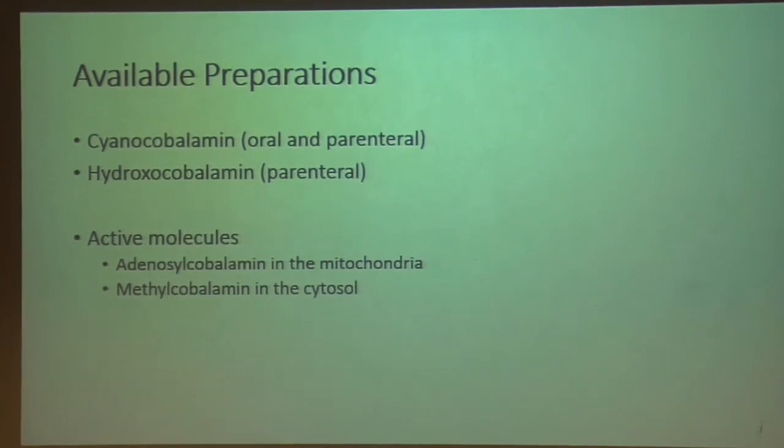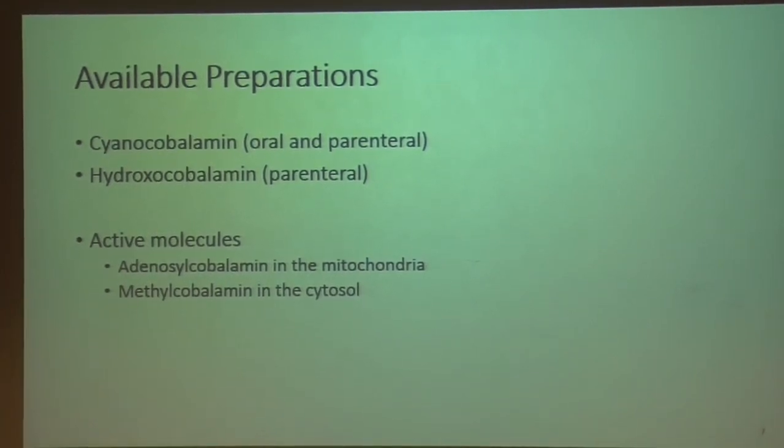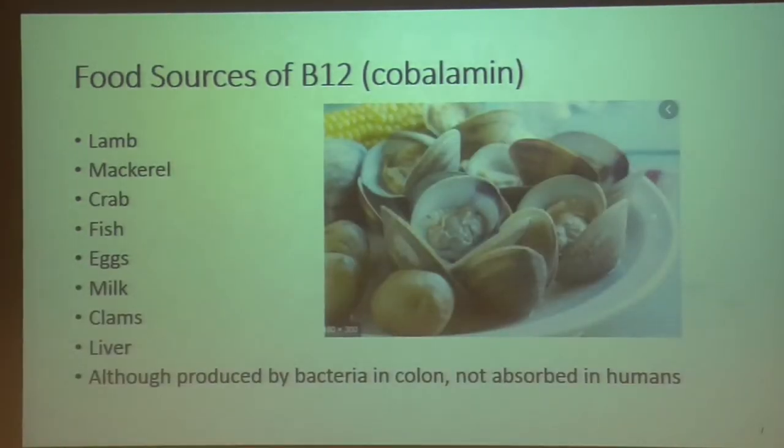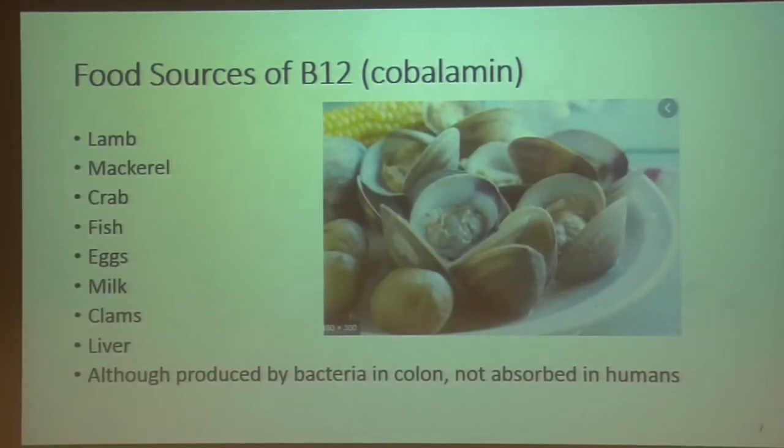One is in the cytosol. And we're going to talk about that because that becomes important when we measure and assay for B12 deficiency. Now, B12 is found in our diets. It's found in meats, lamb, mackerel, crab, fish, eggs, milk, clams, liver.